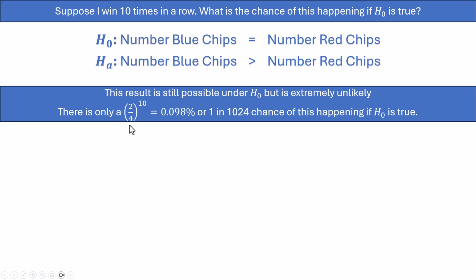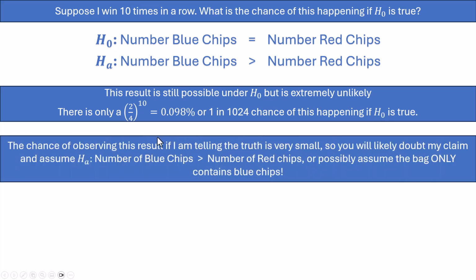This is a 2 out of 4, or 1/2, to the 10th power chance, which ends up being approximately 0.098%, or a 1 in 1,024 chance of this happening if the null hypothesis is true. So it still could happen if the null hypothesis was true, but it is very unlikely. The chance of observing this result, if I'm telling the truth, is quite small. So you will likely start to doubt my claim and assume that the alternative hypothesis, that the number of blue chips is greater than the number of red chips, is true, or possibly assume that maybe the bag only contains blue chips.